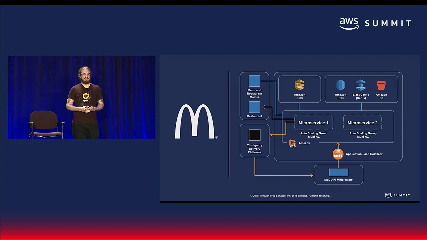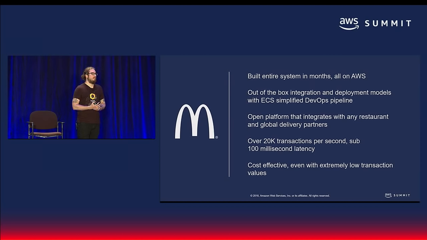Once again, you can see Amazon ECS is there at the heart of the system, powering each of the microservices. And you can see how they've tied in different AWS services into the heart of their system to connect to the menu and restaurant systems, to connect to the third-party delivery platforms, and to connect to their McDonald API middleware. So the results of this architecture was they were able to build the entire system in months. Once again, we're looking at an organization that has a 440 times speed efficiency here. They were able to build this worldwide system in months.